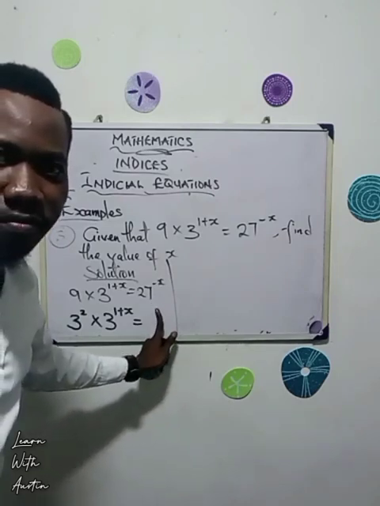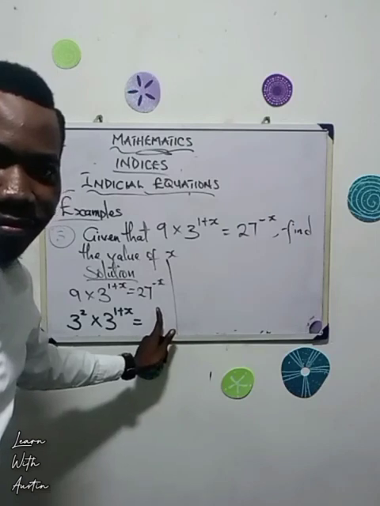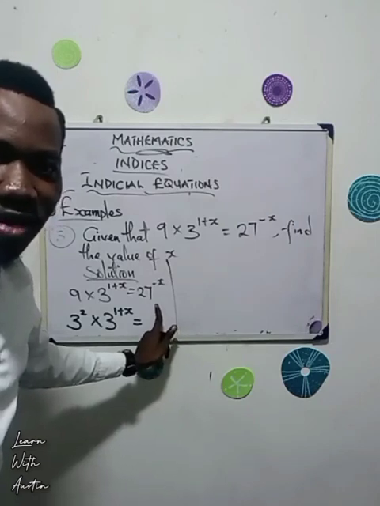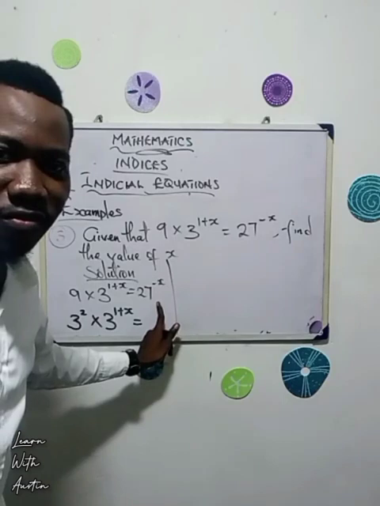Okay, what about 27? 3 raised to the power of what will give us 27?